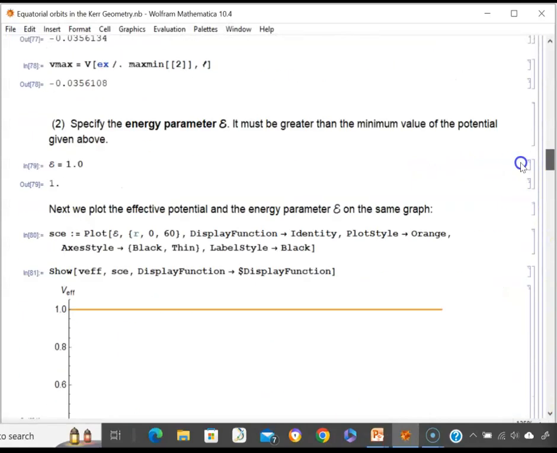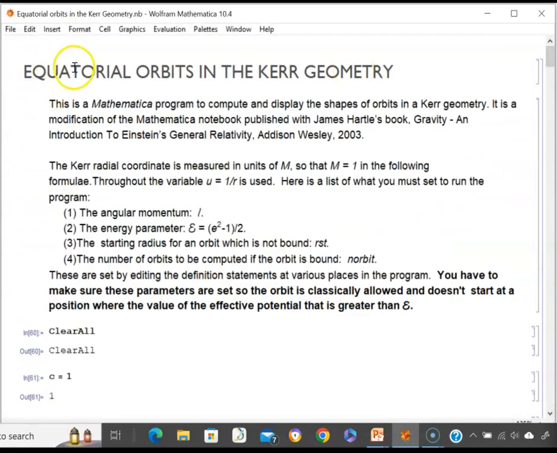Here it is. I better go up to the start here. Now this was the modified notebook. It's a Mathematica program to compute and display the shapes of orbits in Kerr geometry. It's a modification of the Mathematica notebook published with James Hartle's book, Gravity: An Introduction to Einstein's General Relativity, by Addison Wesley, 2003. Excellent book. With that book came this notebook for the Schwarzschild case, and all I've done is just modify it.